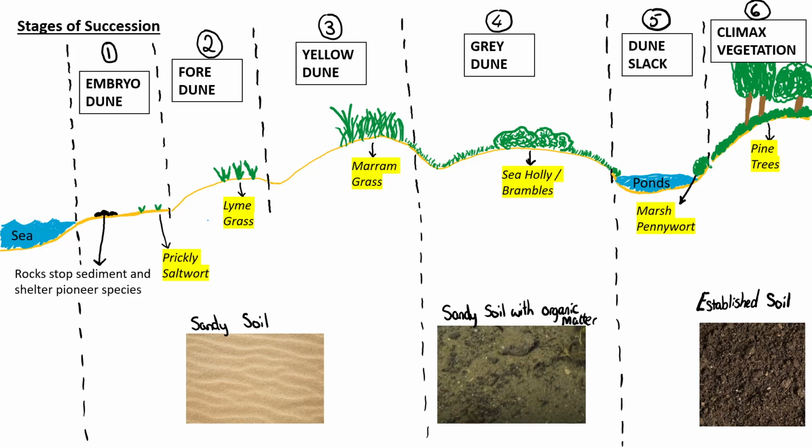So as these plants grow, they then create more shelter, sort of like a positive multiplier effect. They create even more shelter, and you end up with the dune starting to go up a bit. And this is where you see other plants growing. So in the foredune, in that second stage, you see a different type of plant, lime grass.